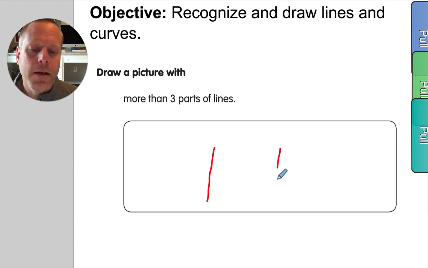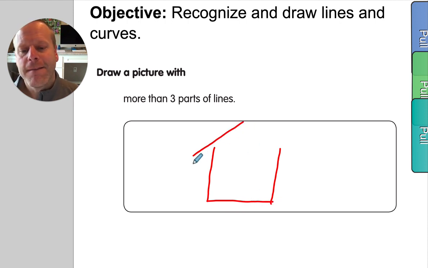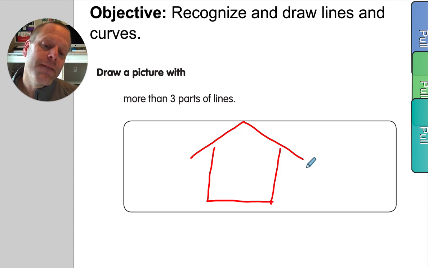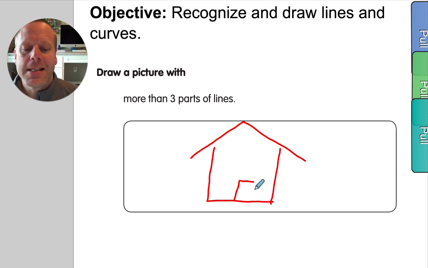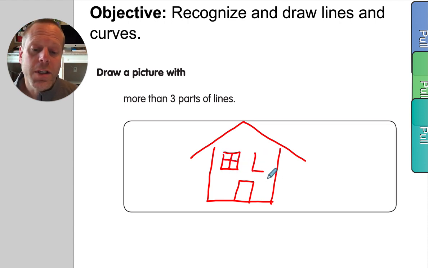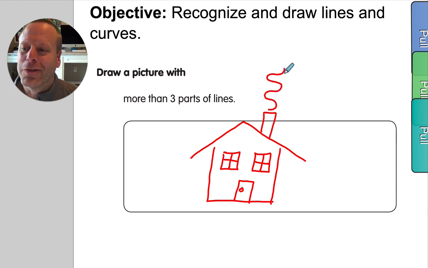1, 2, 3, 4, 5, 6, 7, 8, 9, 10, 11, 12, 13, 14, 15, 16, 17, 18, 19, curve, 20, watch this, curve, curve, curve, curve, curve. So I have lots of parts of lines, and Miss Aiken would be proud of my drawing.